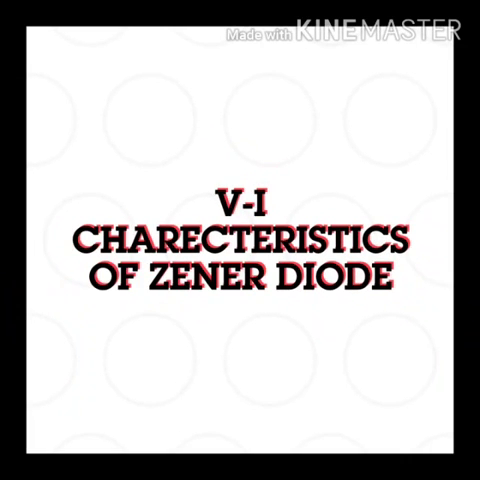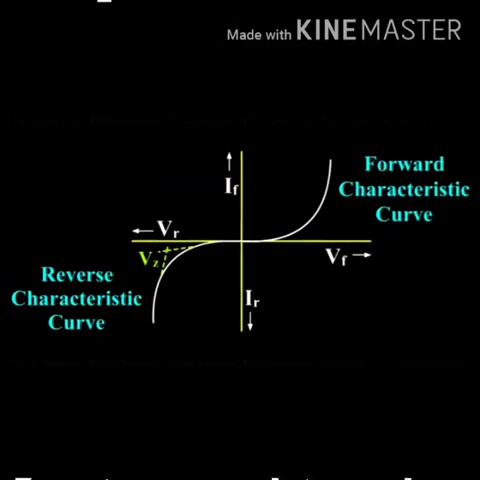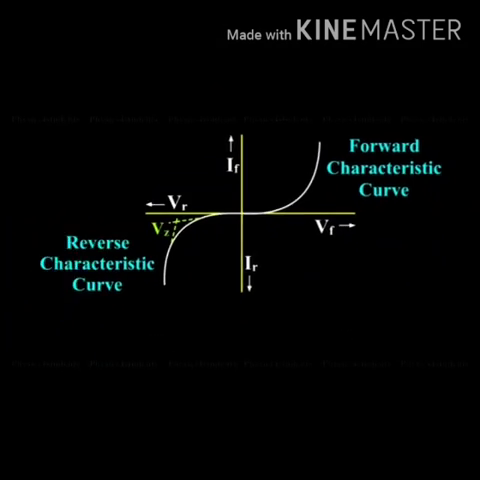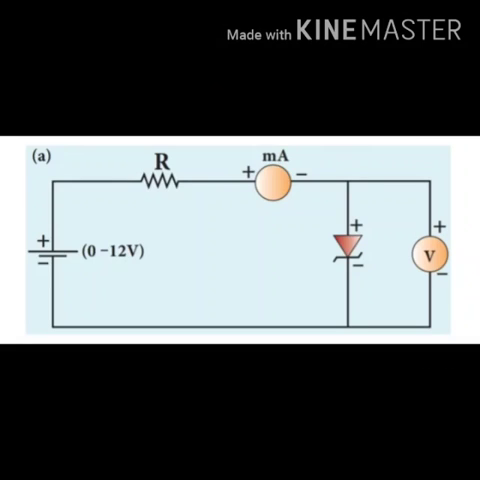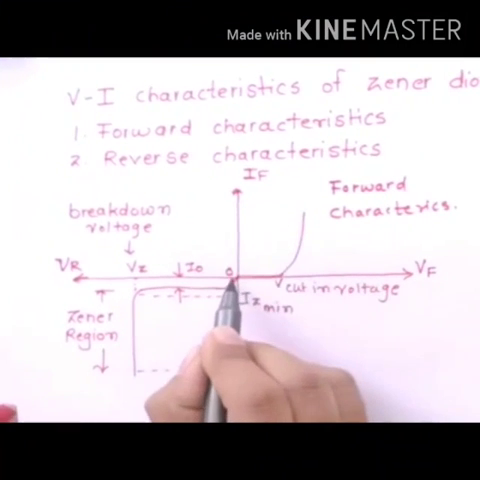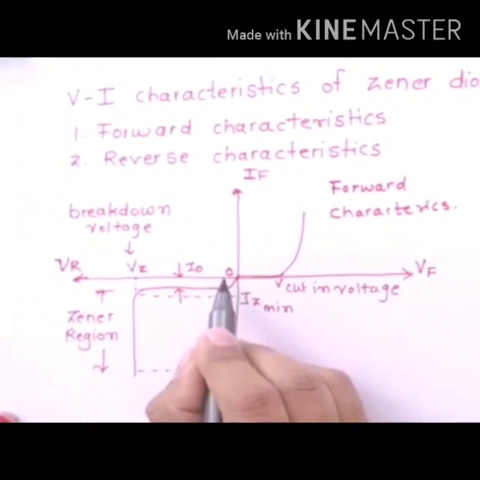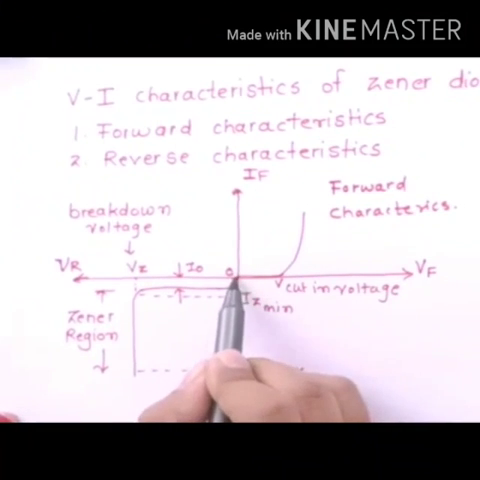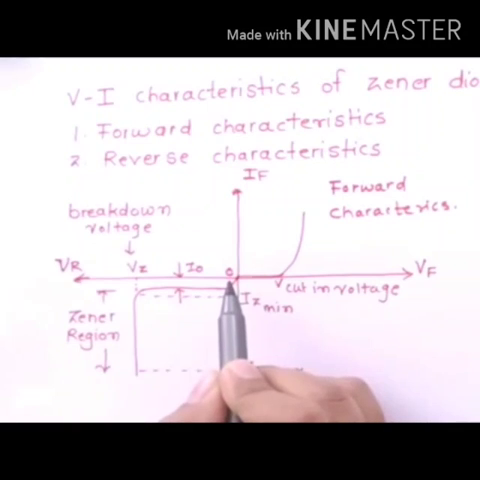The next one, voltage current characteristic of Zener diode. Today we study the forward and reverse characteristic of a Zener diode. The forward characteristic of a Zener diode is similar to that of an ordinary PN junction diode. It starts conducting at approximately 0.7 volt. The reverse characteristic is highly significant in a Zener diode.